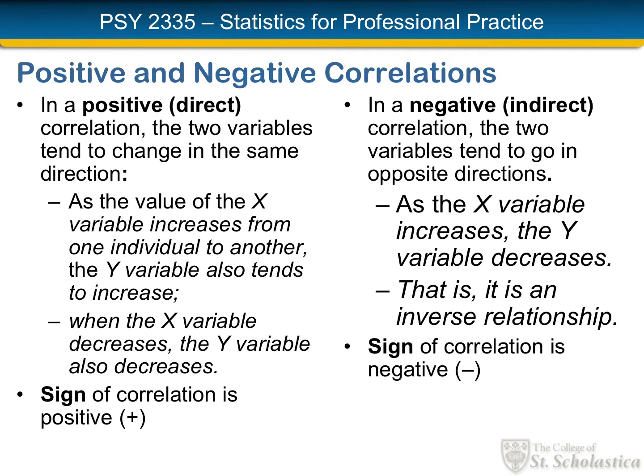On the other hand, a negative, sometimes also called an indirect correlation, is where one of the variables decreases as the other one goes up. For instance, if you think about the amount of time you spend in a weight loss program and your overall weight, the longer you're in the weight loss program, the less your weight is. That would be a negative or indirect correlation, and it would show up with a negative correlation coefficient.